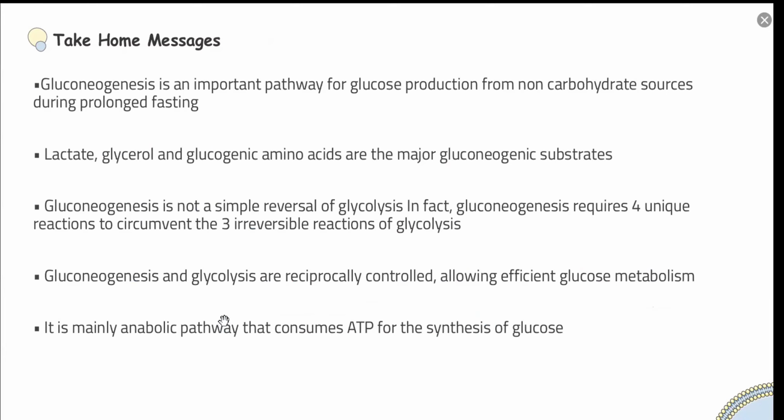So these are the take-home messages. Gluconeogenesis is an important pathway for glucose production from non-carbohydrate sources during prolonged fasting. Lactate, glycerol, and glutamate, and gluconeogenic amino acids are the major gluconeogenic substrates. Gluconeogenesis is not a simple reversal of glycolysis. In fact, it requires 4 unique reactions to circumvent the 3 irreversible reactions of glycolysis. Gluconeogenesis and glycolysis are reciprocally controlled, allowing efficient glucose metabolism. It is mainly anabolic and consumes ATP for the synthesis of glucose. These are the take-home messages for gluconeogenesis.